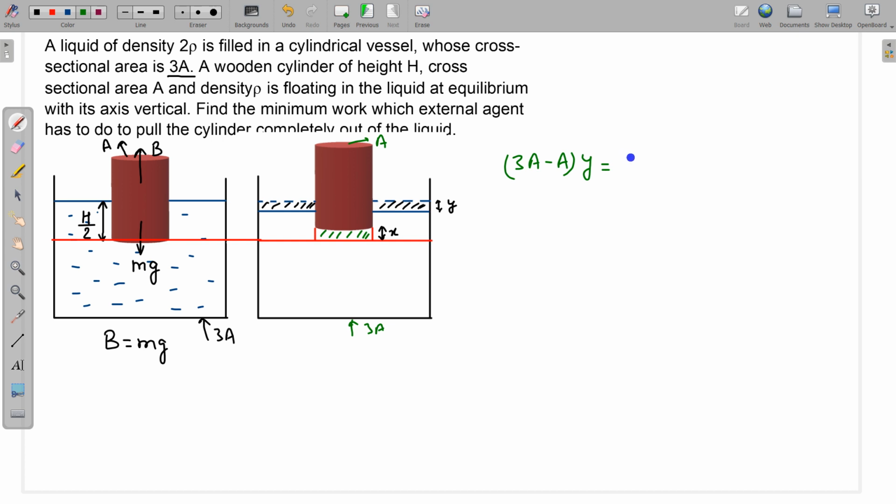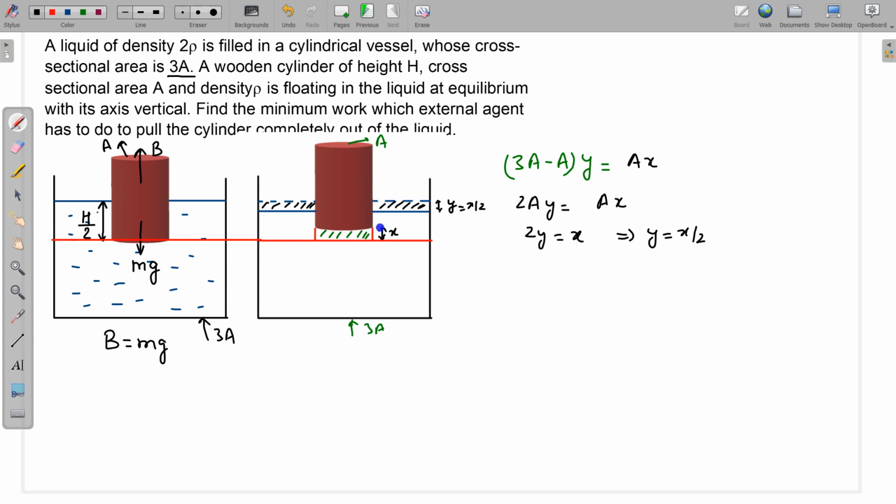This should be equal to the cross-sectional area a multiplied by x. So 2ay is equal to ax. So 2y is equal to x, or we can say y is equal to x by 2. So as this cylinder goes up by a distance x, the level of the liquid comes down by half of that distance, which is x by 2. So this is x and this is x by 2. On the overall change, it is going up by distance x and the level comes down by x by 2.